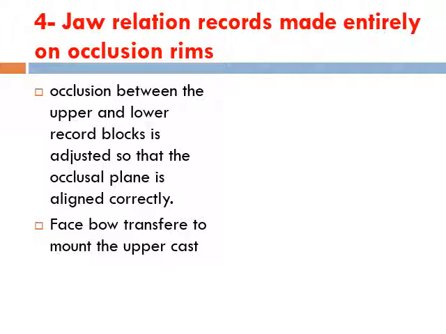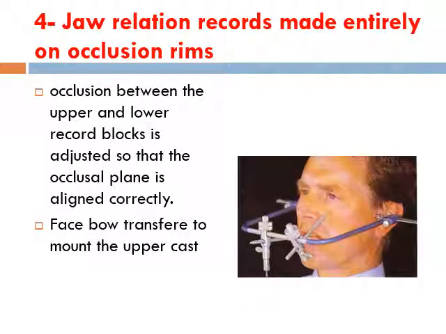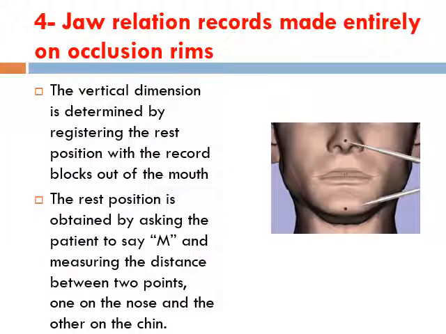بعد كده occlusion between the upper and the lower record block is adjusted so that occlusal plane is aligned correctly. Face bow transfer to mount the upper cast. ببدأ أنا بعد ما بظبط الأبر واللور مع بعضيهم ببدأ أخد face bow وأنقل cast mounting على الأرتيكوليتر.